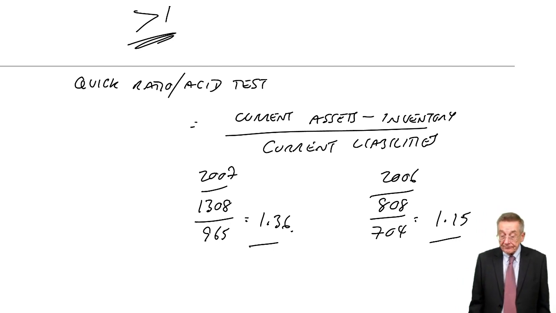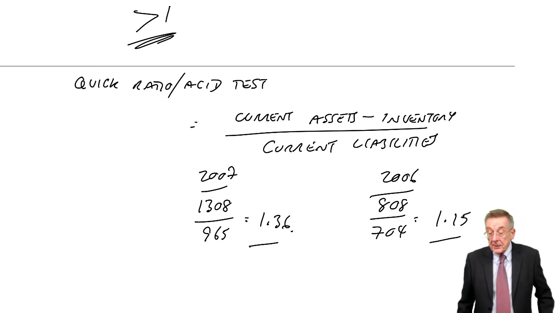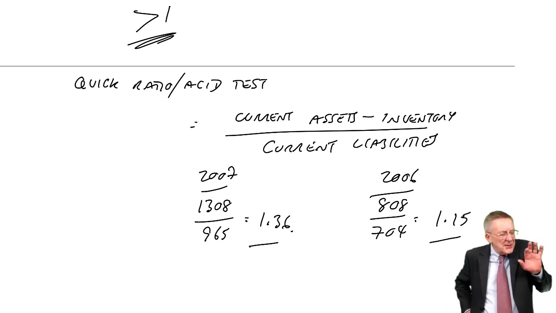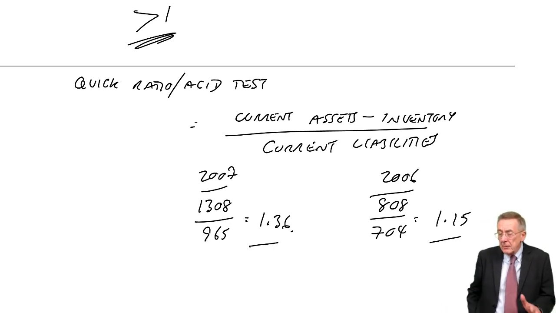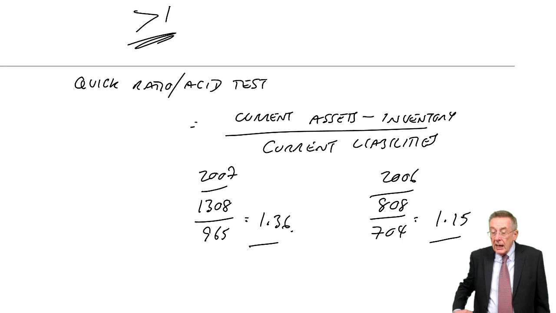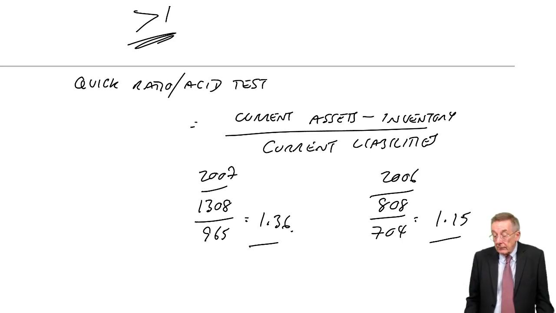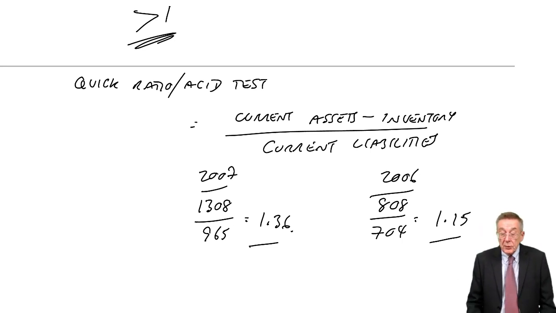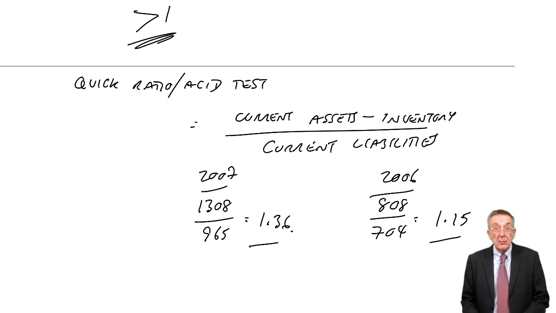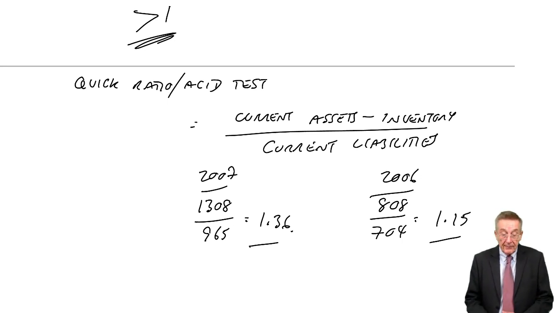Well, if you've understood a single word I'm saying, you'll appreciate this is always going to be lower than the current ratio. You'd always expect it to be closer to 1, and even if it was slightly below 1, maybe we wouldn't panic. Here, well, it seems okay, it has improved a bit. They should have no problem paying the liabilities.